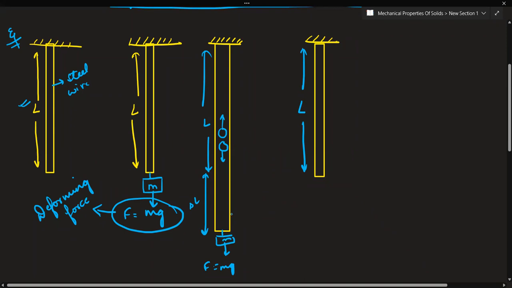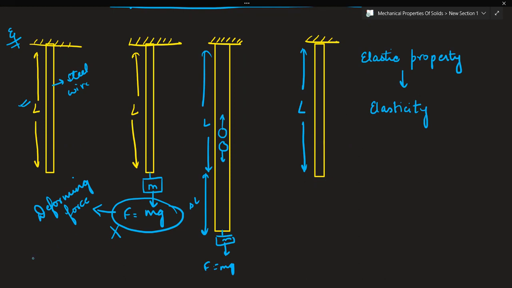So this tendency of any solid to regain its shape and size after the removal of these deforming forces, that property is known as elastic property. So the tendency of the object, or the property by which the solid object is able to regain its length, that is known as elastic property, and the phenomenon is known as elasticity. Clear? Yes, ma'am.